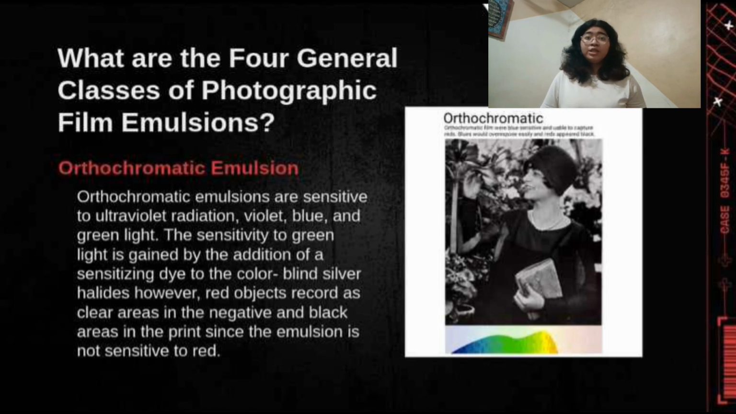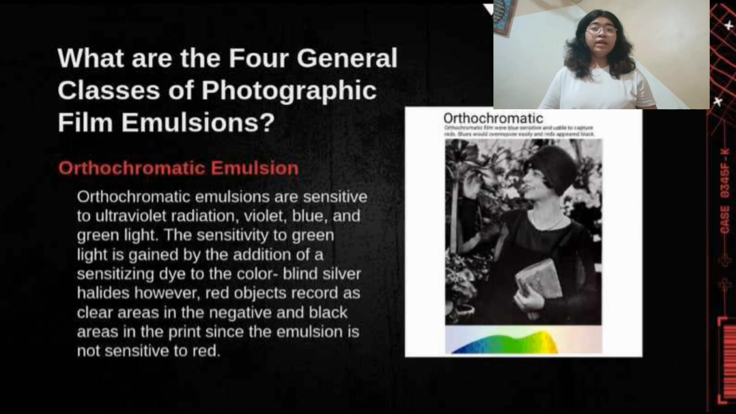So, to achieve sensitivity to green light, orthochromatic emulsion typically incorporates sensitizing dyes into the silver halides used in the emulsion. This makes them well suited for many applications, but requires photographers to be mindful of their limitations when capturing scenes with red elements. The third one is panchromatic emulsion.